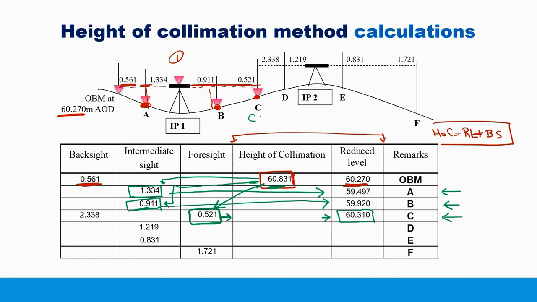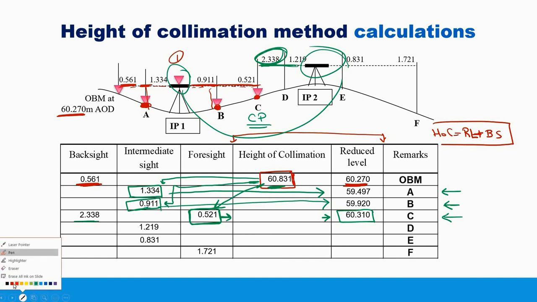Now C is a change point because we changed the location of the level after this point from here to here, and from the new location of the level we sighted C again, and we collected this backside reading, which is here. Because of that, we need to calculate the new height of collimation, which is the reduced level of C plus the backside over C. So 60.310 plus 2.338, and it would be in this case 62.648. So this is the new height of collimation, the height of this line.